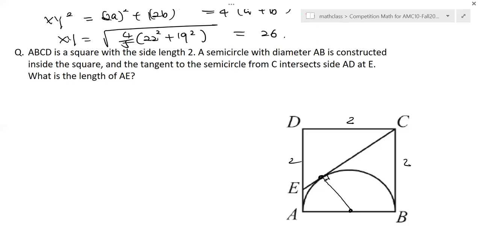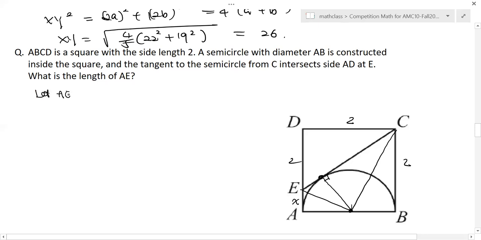Can I get some right triangles from here? In order to apply the Pythagorean theorem, we need right triangles. So it's very natural to connect those two points. Then you get the right triangle. All right, so now the question is, how do we apply the Pythagorean theorem to those right triangles? I'm going to call this side x, so AE is going to be x. If I get an equation for x, I solve the problem. This is point O, the center.